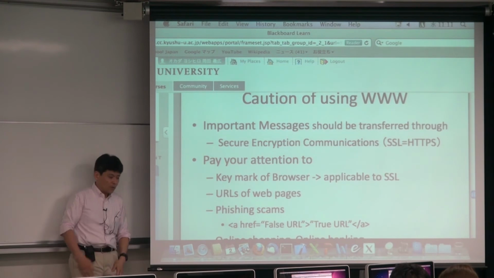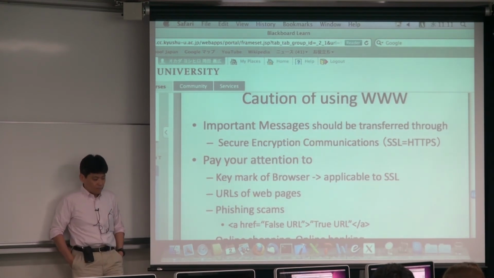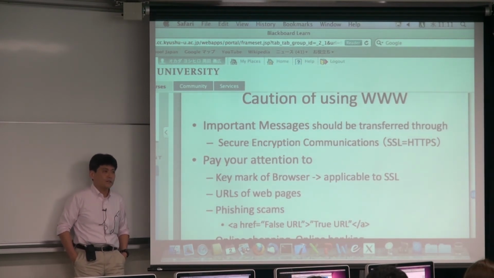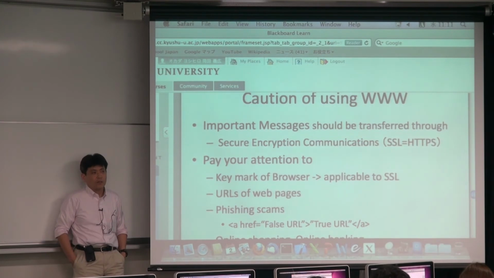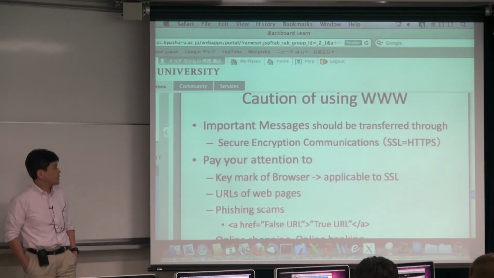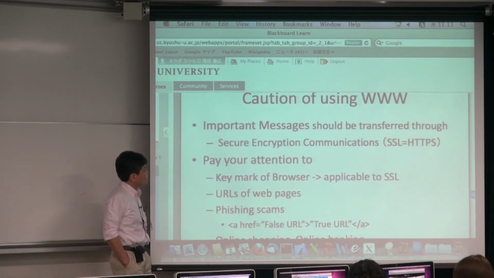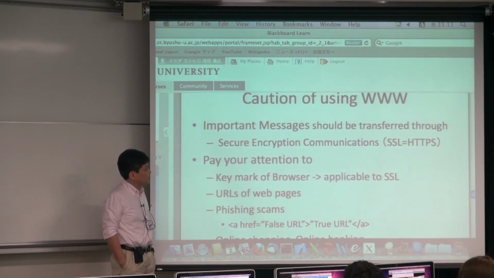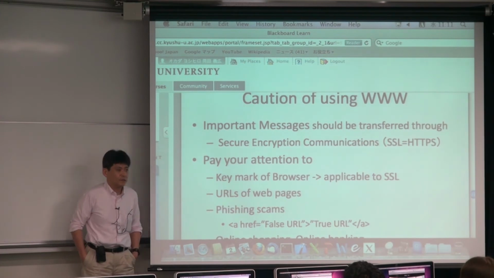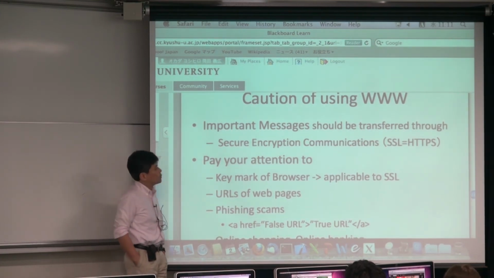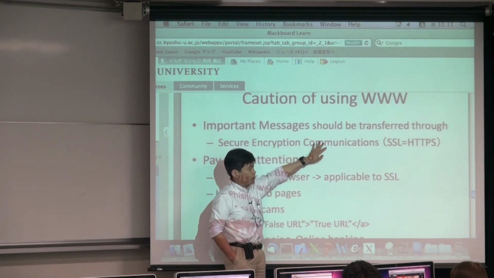So using the World Wide Web, any services, for example online shopping, are provided as a service on the World Wide Web. Using such services, you have to enter your important information, for example your credit card number and so on, and also password or login ID. So you have to check if such web pages are provided with secure encrypted communication, okay, SSL.